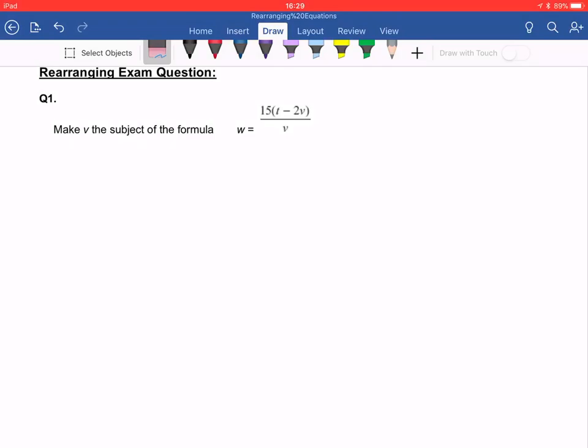Make V the subject of the formula W equals 15 bracket T minus 2V, close the bracket, everything over V. Okay, so we need to make V the subject of the formula, which means V is equal to something. But what you'll notice is that you've got V in two places. Should I highlight it? I shall use blue in your honour, sir. Thank you very much.